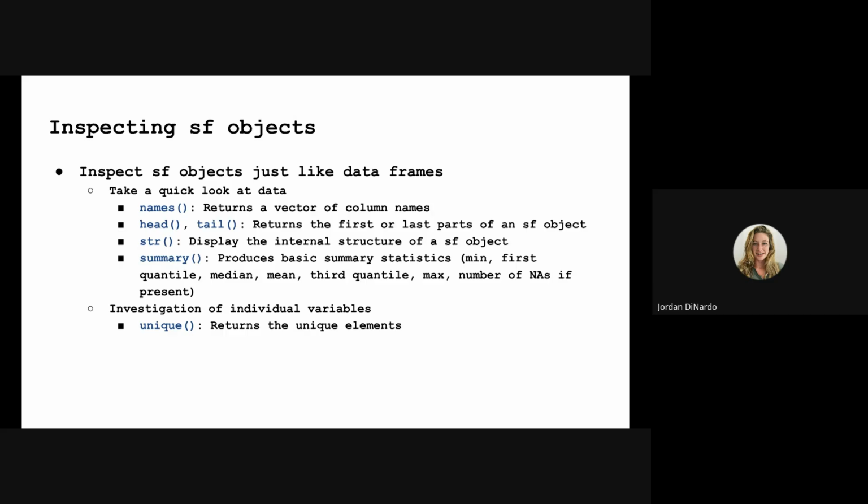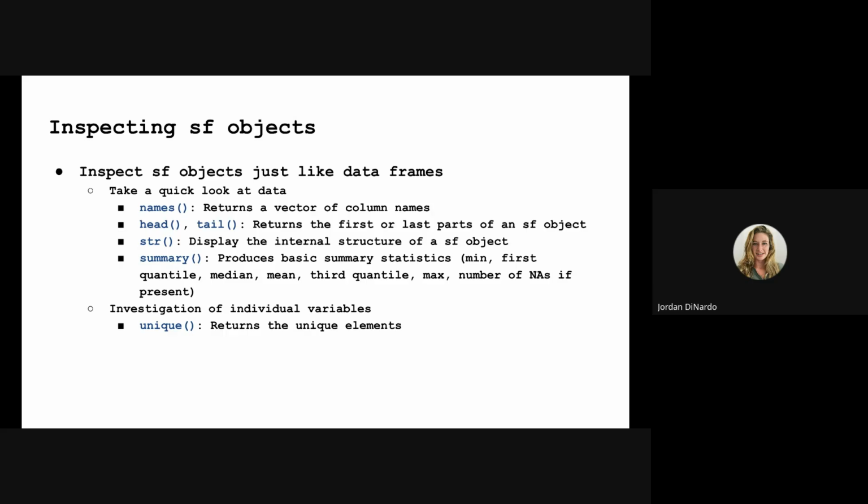So again, to take a quick look at the data, you can use the names function, which returns a vector of all the column names of your attribute data. Head and tail return the first and last parts of the SF object. str is short for structure, and it displays the internal structure of the SF object. So you'll have all of the column names, what kind of data type they are, and a short list of what those columns entail. You will also see a column called geometry, which captures all of the spatial information related to each of those geometries within your SF object.